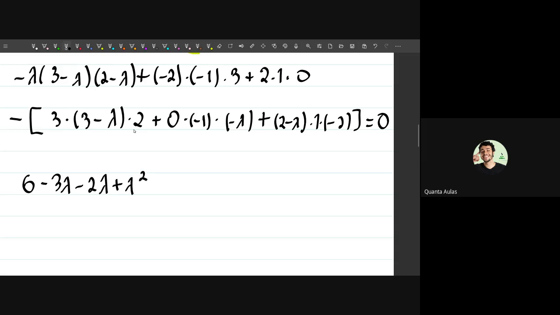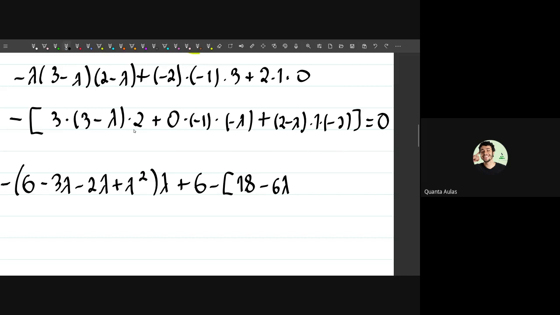But everything is multiplied by this lambda here, because I need to multiply this lambda yet. Let's go to the next. 2, 6. Here is 0. So let's go to this. 6 times 3, 18, minus 6 lambda. Here is 0.